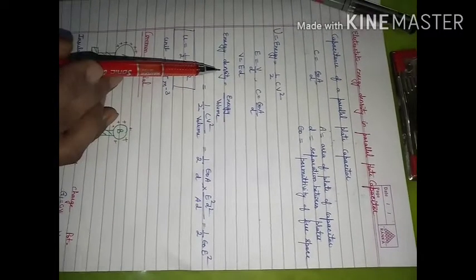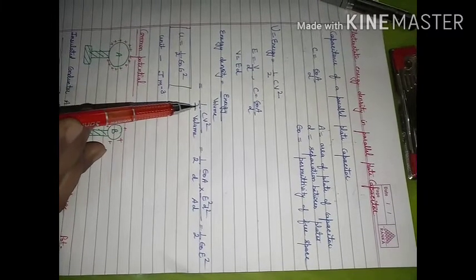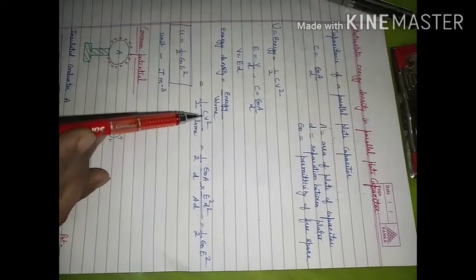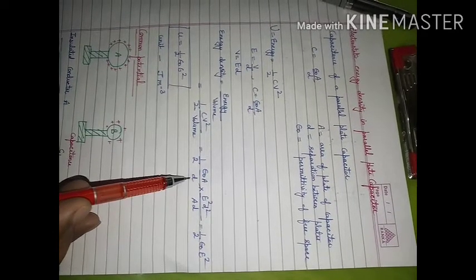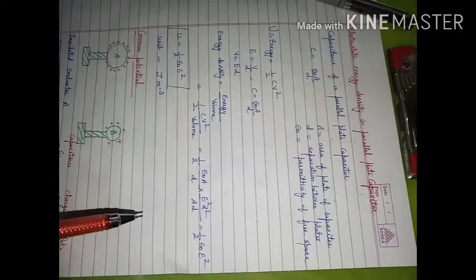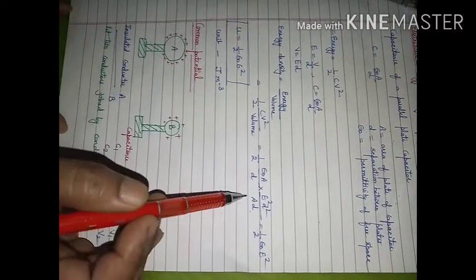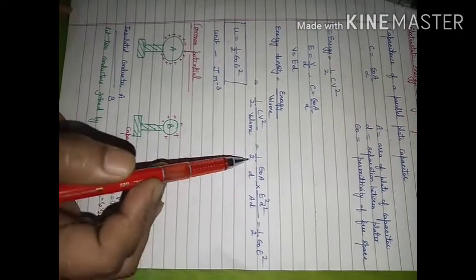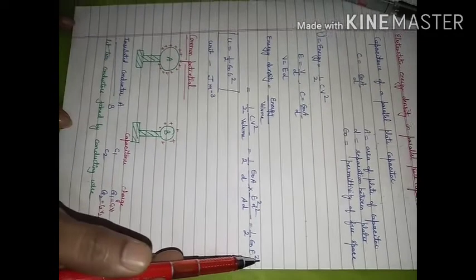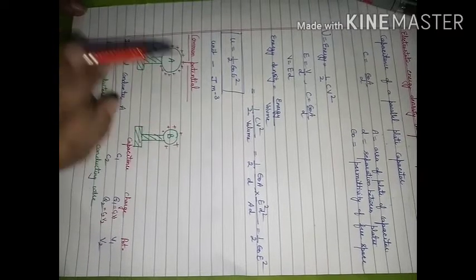And what is energy density? That is energy divided by volume. So we will get half CV square divided by volume. Half, the value of C will be epsilon naught A divided by D. The value of V will be ED, so its square will be E square D square, divided by volume. Volume will be A multiplied by D. On solving this, you will get energy density is equal to half epsilon naught E square. And its unit will be joule per meter cube.